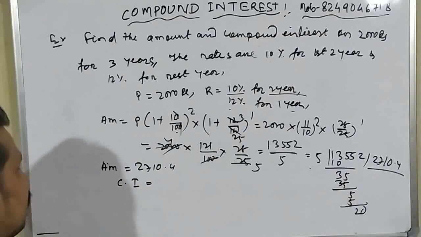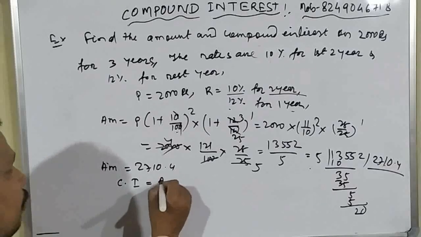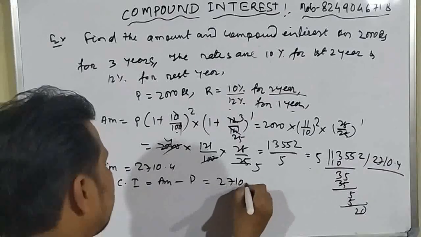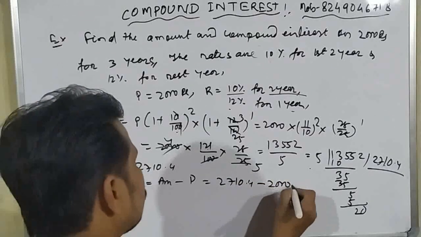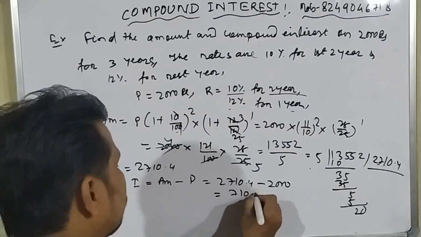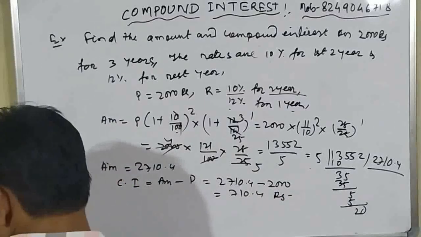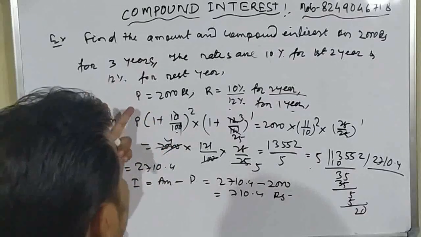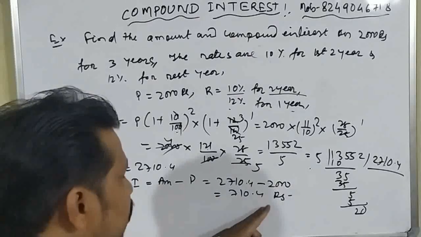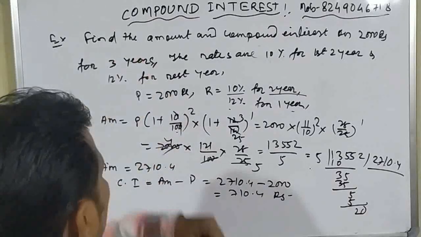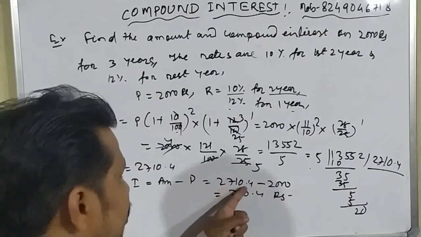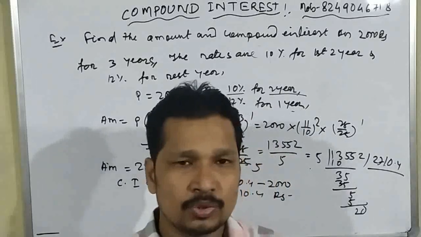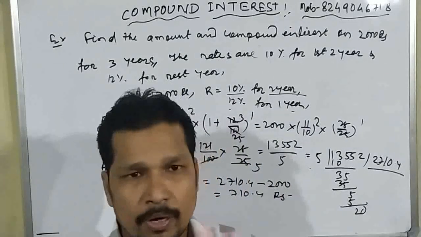So here we can find the compound interest. What is the formula for the compound interest? Compound interest equals amount minus principal, which equals 2710.4 minus 2000 rupees, which is equal to 710.4 rupees. Okay, student? So the final statement that we can write is that after 3 years the compound interest will be 710.4 rupees, where the total amount will be 2710.4 rupees. So here we have discussed all types of questions which are related to compound interest.